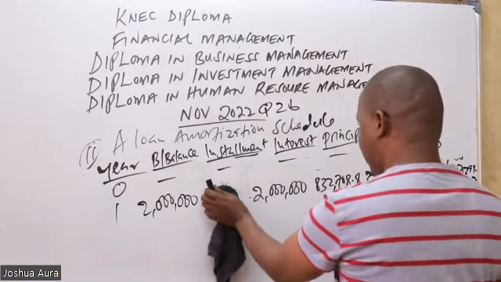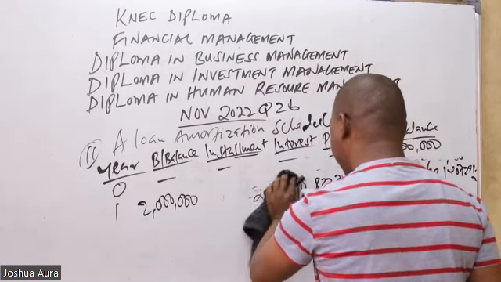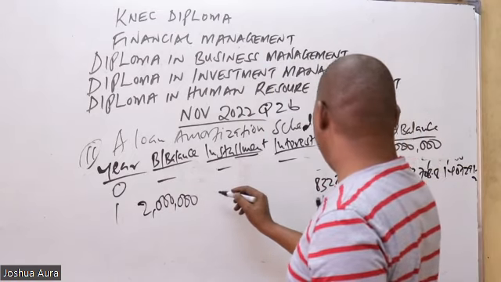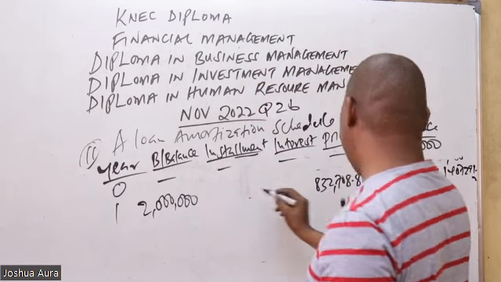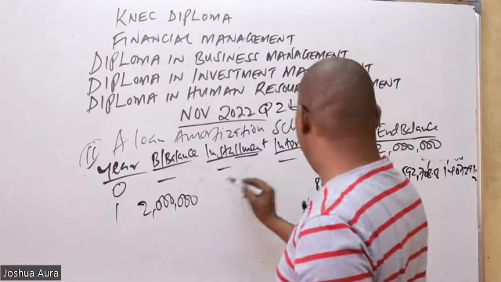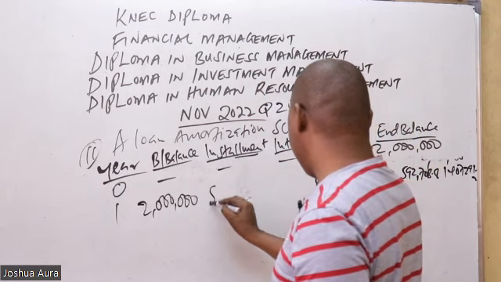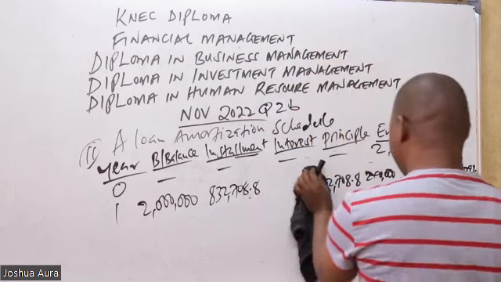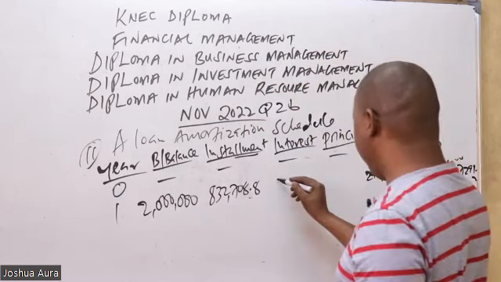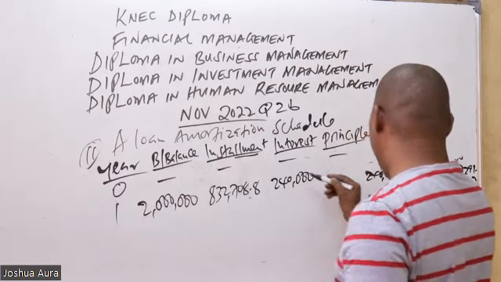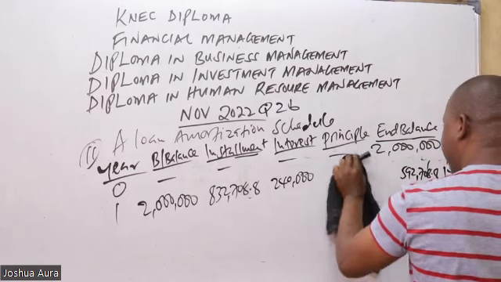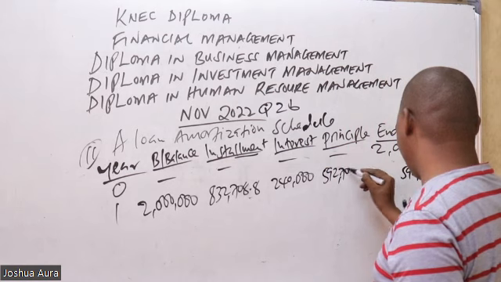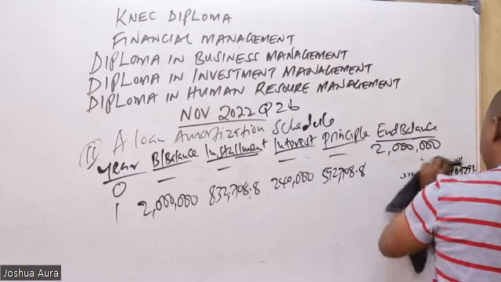So installment, I believe we had already done this, so I'm just putting the figures down. Installment is 832,708.8, and then the interest is 240,000. Then the principal amount is 592,708.8.